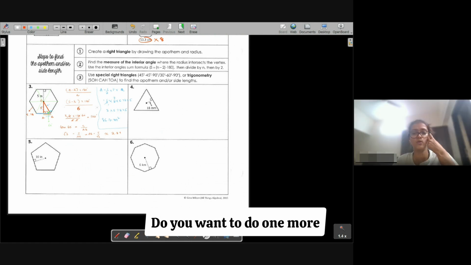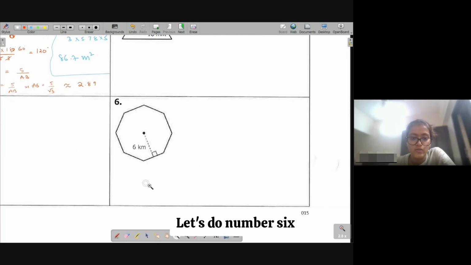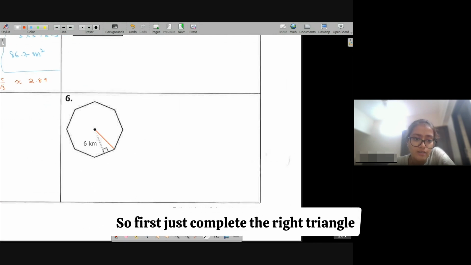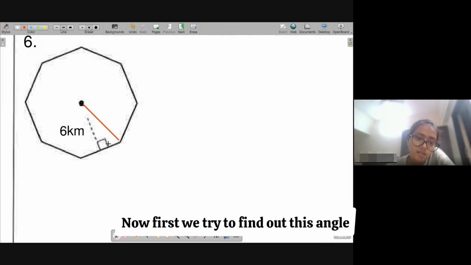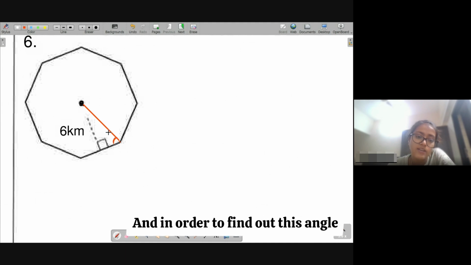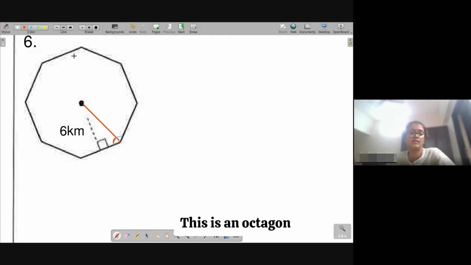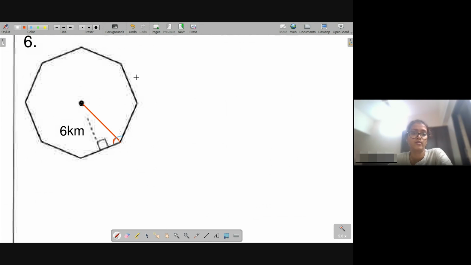Do you want to do one more? Let's do number 6. First, just complete the right triangle. Now, first we'll try to find this angle, and in order to find it, we will find this entire angle. What shape is this? An octagon: 1, 2, 3, 4, 5, 6, 7, 8. This is an octagon.